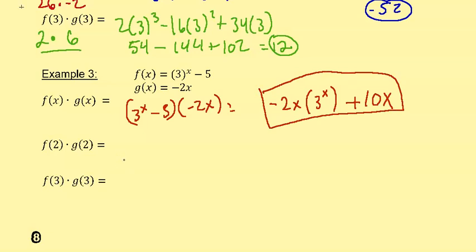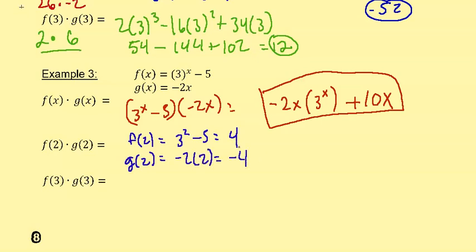f of 2 and g of 2. So we could have, let's just find f of 2. So that'd be 9 minus 5, that's 4. And then g of 2 would be negative 2 times 2. And that'd be negative 4. 4 times negative 4 is negative 16.